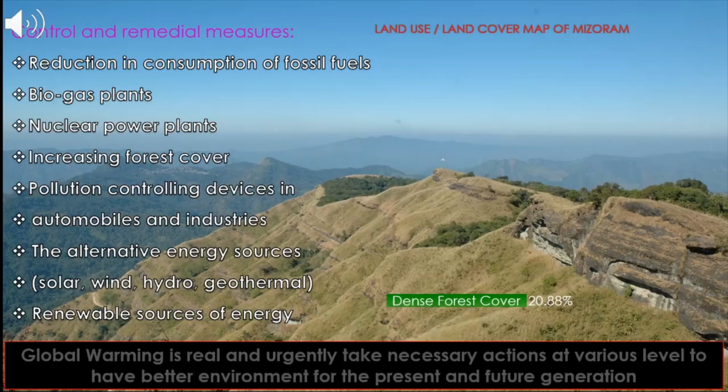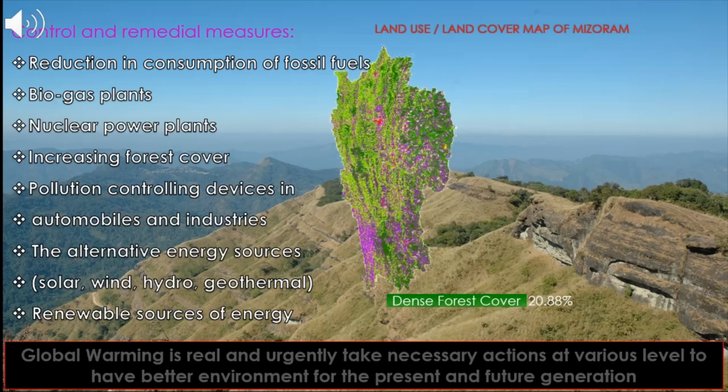Control and remedial measures. Reduction in consumption of fossil fuels such as coal and petroleum. Use of biogas plants. Use of nuclear power plants. Increasing forest cover. Installation of pollution controlling devices, like catalytic converters in automobiles, and in industries, electrostatic precipitators and wet scrubbers.